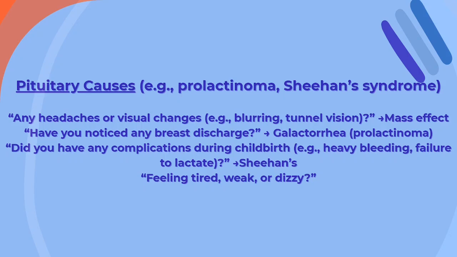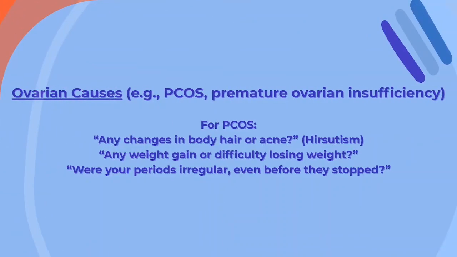Next thing, ovarian causes. So PCOS, very common. You can ask, have you noticed any acne, any changes in your weight, especially weight gain? Have you been having trouble losing weight? Any changes in your body hair or facial hair? And before your period stopped, were your periods previously regular or irregular? Irregular periods, weight gain, inability to lose weight, facial acne and facial hair all point towards PCOS.